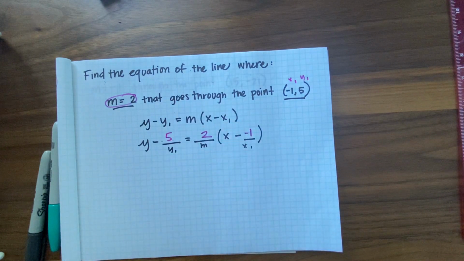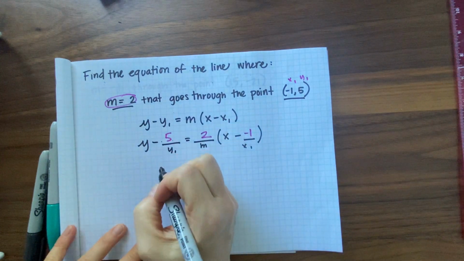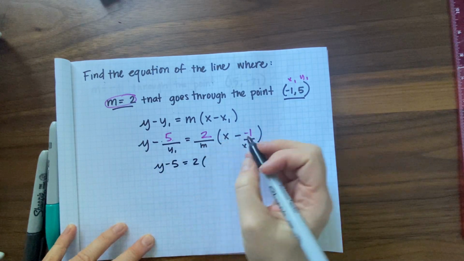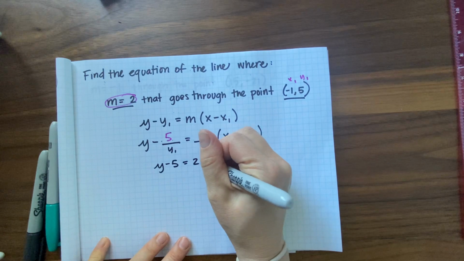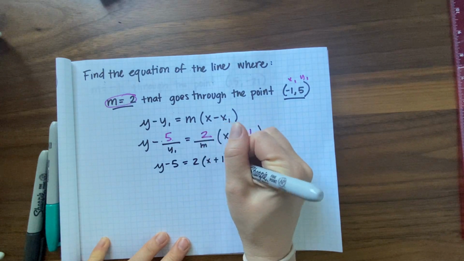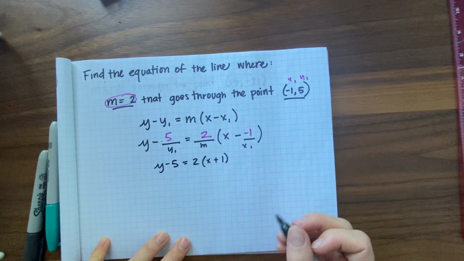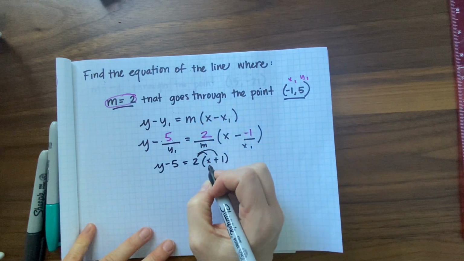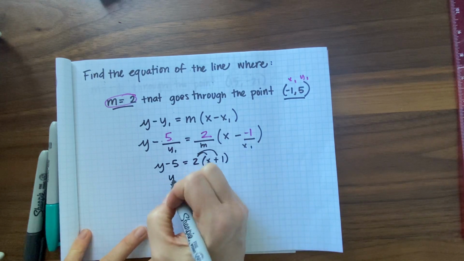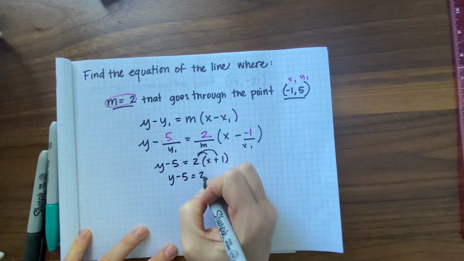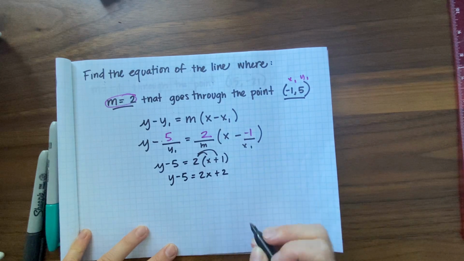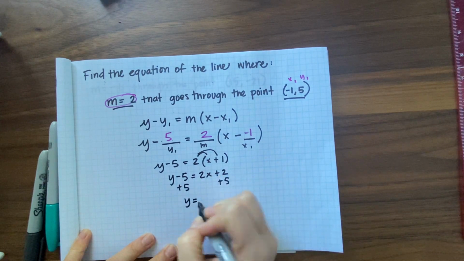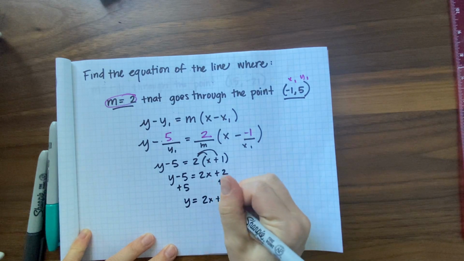And then I might rewrite it just to make things easier so I can really see it. y minus 5 is equal to 2 times x minus -1. That's the same as x plus 1, taking away a negative. Now we're going to distribute that 2, so to make sure it goes to both x and 1, we get y minus 5 equals 2x plus 2. And then we add 5 to both sides, and we get y equals 2x plus 7.